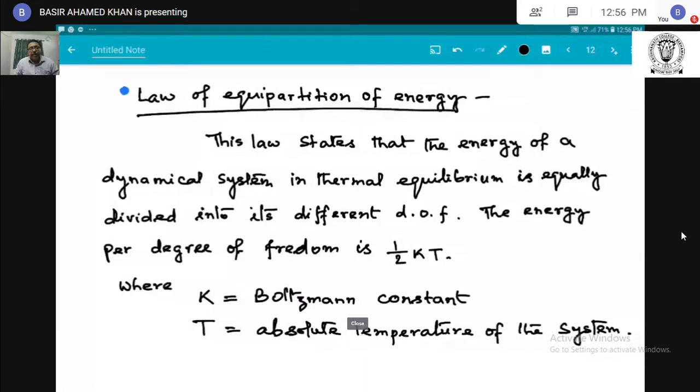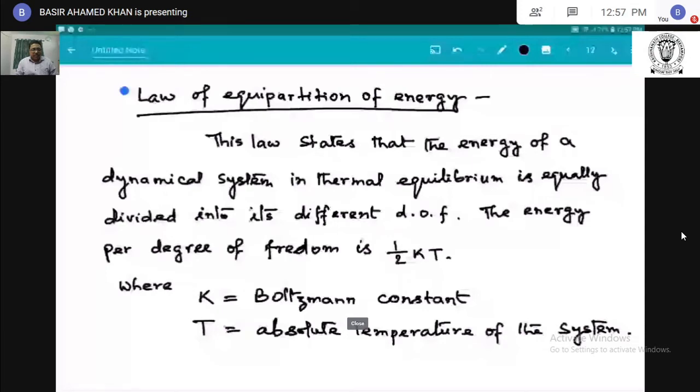I repeat again, this law states that the energy of a dynamical system in thermal equilibrium is equally divided into its different degrees of freedom, and the energy per degree of freedom is equal to half kT, where k is Boltzmann's constant and T is the absolute temperature of the system. Now, some applications.